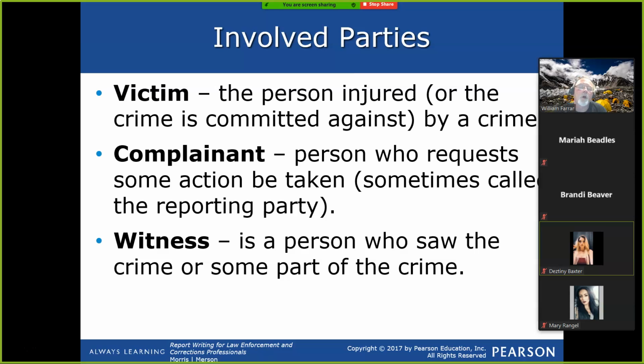One of the biggest things to know is, who are these people? We've looked at it earlier in some chapters when we talked about interviewing. Remember, the victim is the person that's either injured by the crime or who the crime is committed against. That typically is your victim. The complainant can be the person who wants something done. Sometimes we call it an RP for short, reporting party. And sometimes these folks can be all the same. And a witness is a person who saw the crime or part of it, but maybe the crime was not committed against them. So we at least need to understand who these people are.